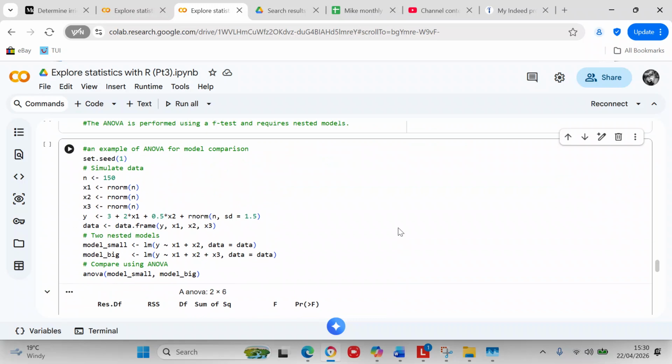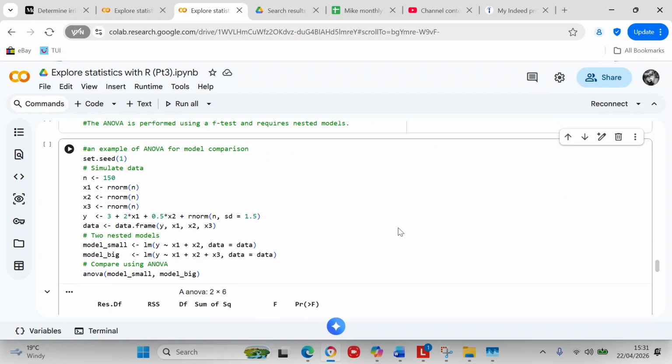So the first thing we're going to do is set our seed, so every time we run the program, the variables will initialize to the same value. So you type set.seed(1), and you can type any number you want within the brackets. We're going to simulate the data. So n equals 150, and that's going to be your number of samples.